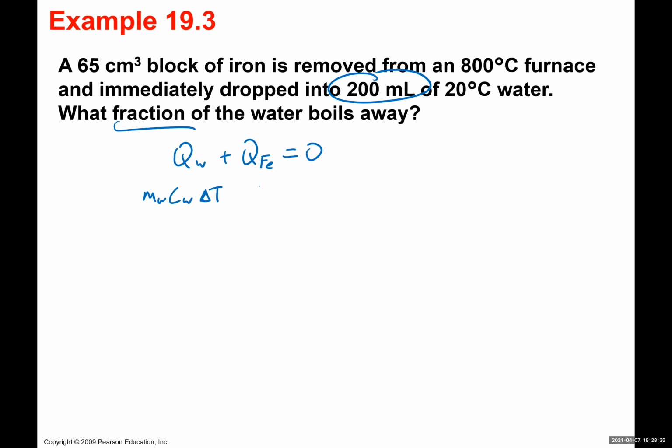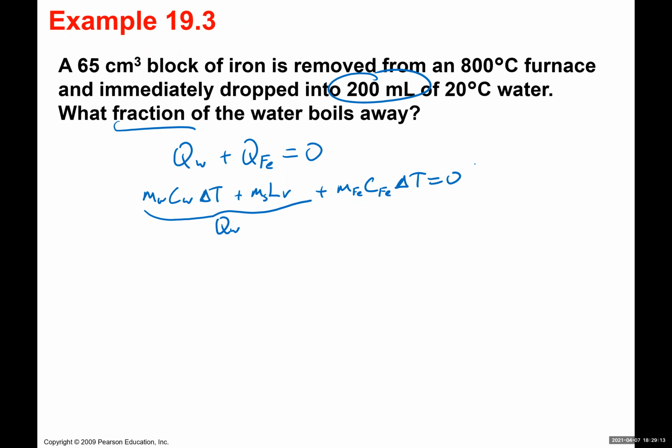However, there's also some evaporation going on. That means this can also be plus mass of water, so this is basically going to be the mass of water that becomes steam, right? So put it as C for steam, then LV, which is heat of vaporization. Those two together is just Q water. Then plus, because we don't assume that iron is going to undergo any type of phase change, it's going to be mass of iron times specific heat of iron times delta T equals 0.